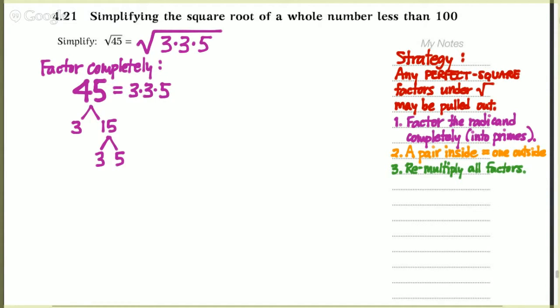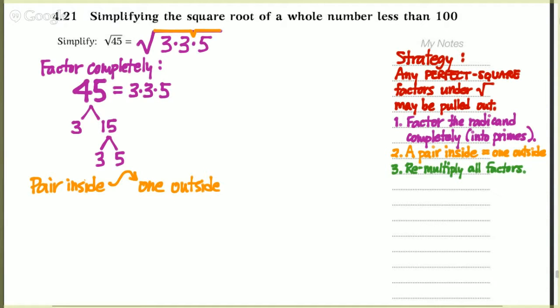Now we've got it completely factored. We can start looking for pairs, because a pair underneath the square root is worth 1 on the outside. And here we happen to have one pair. Specifically, the pair on the inside of our square root is 3 times 3.